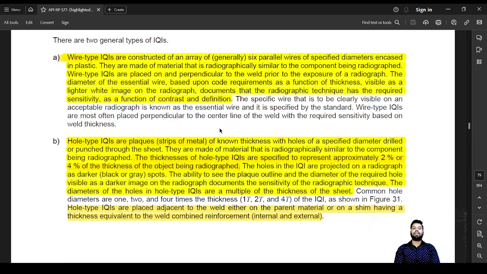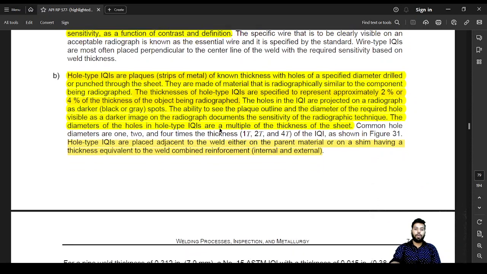You can have a hole type IQI and a wire type IQI. The wire type IQIs are constructed with an array of 6 parallel wires of specified diameter encased in plastic. They are made of a material that is radiographically similar to the component being radiographed. The wire type IQI is placed on and perpendicular to the weld prior to the exposure of the radiograph. The diameter of the essential wire is based upon the code requirements as a function of thickness. Visible as a lighter image on the radiograph, it documents that the radiographic technique has the required sensitivity, as a function of contrast and definition.